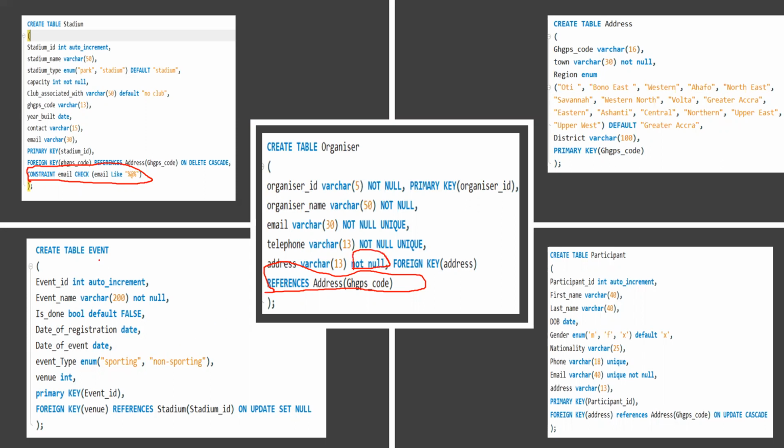And we continue to create the event. The event has the venue, which is actually the stadium, which is being referenced. And it has the date of registration. From this, we can tell which events are being done and not done.